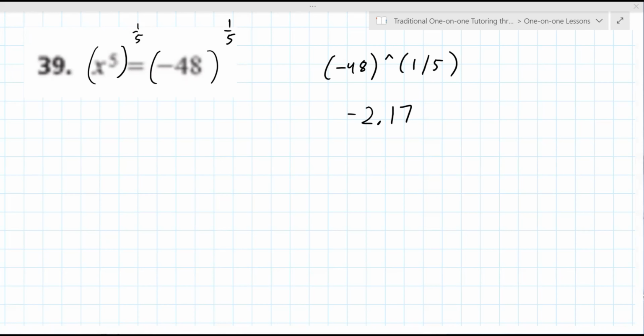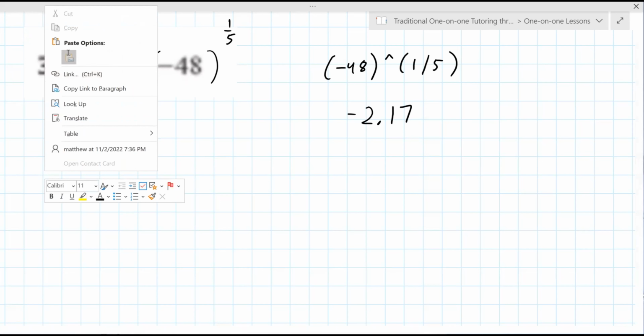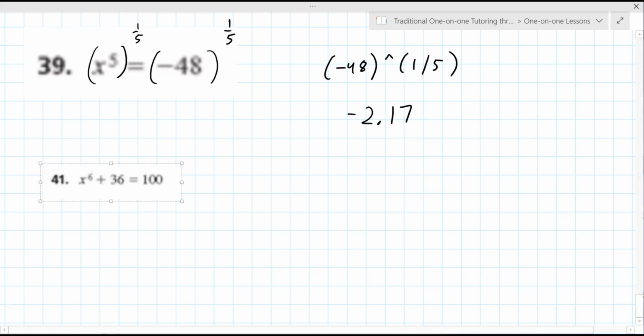All right, why don't you try 41 on your own? This is just like 37. You're going to have to subtract first. Actually, you have to subtract the 36 first and then undo the power of 6. So just give me your final answer, rounded.